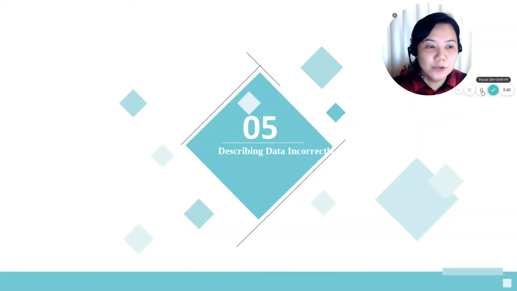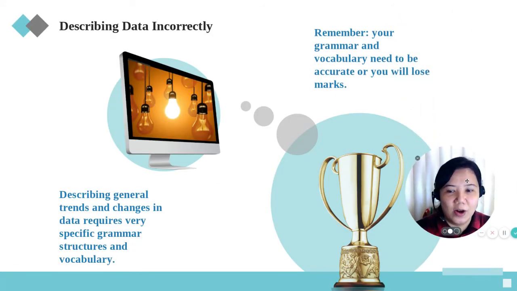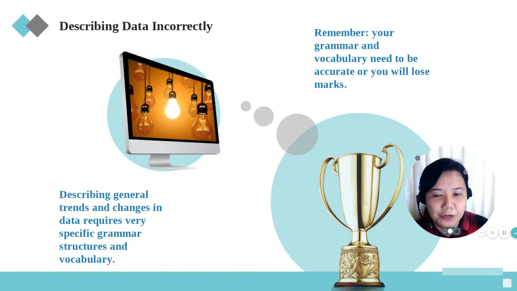So we are down to our last common mistake. We have here describing data incorrectly. All right. Now, describing general trends and changes in data actually requires very specific grammar structures and vocabulary. The most common mistake students make in the IELTS Writing Task 1 is trying to use grammar and vocabulary that they are not sure about. So remember, your grammar and your vocabulary need to be accurate or you will lose marks. So you need to be very careful on that one.